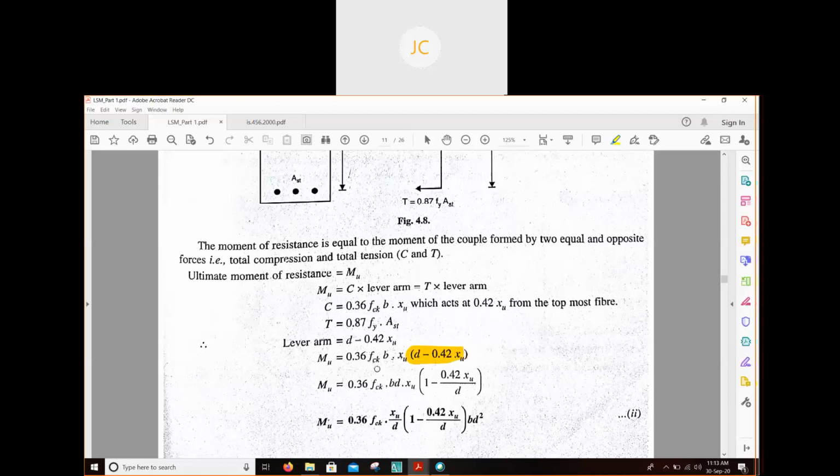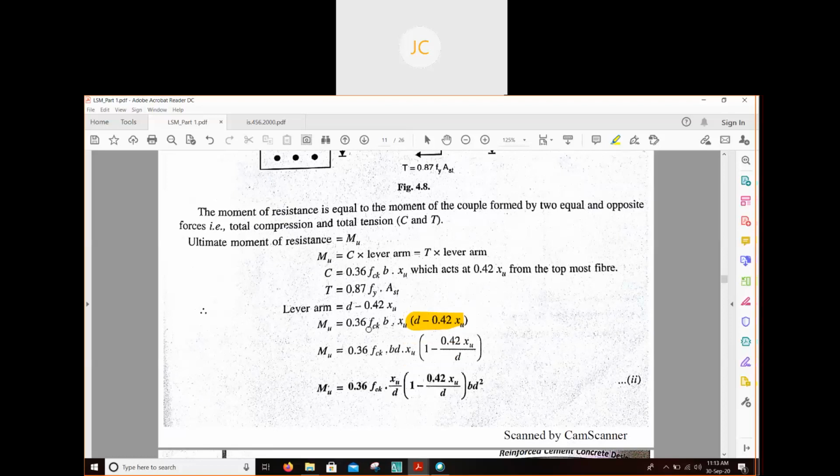If you put these two values and take D common, you will get this formula for the moment of resistance. Again, you don't need to remember this formula because it is also given in IS 456. We don't need to remember any formula in case of the limit state method.